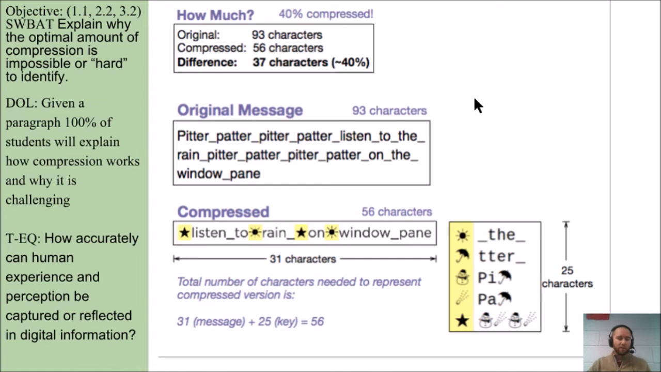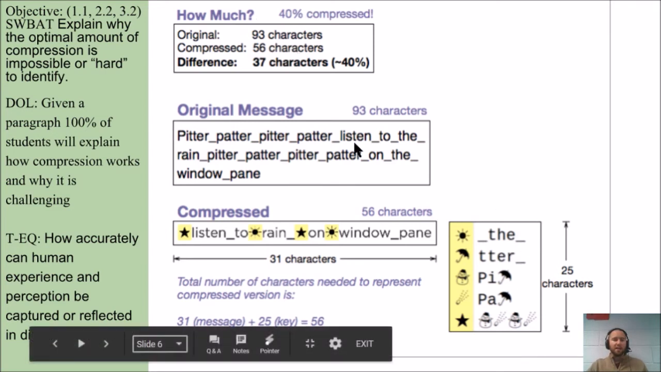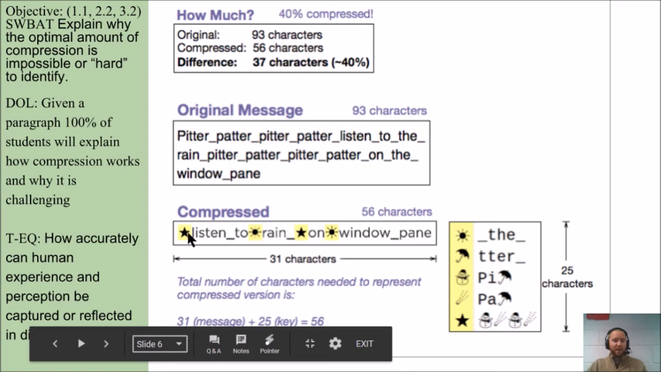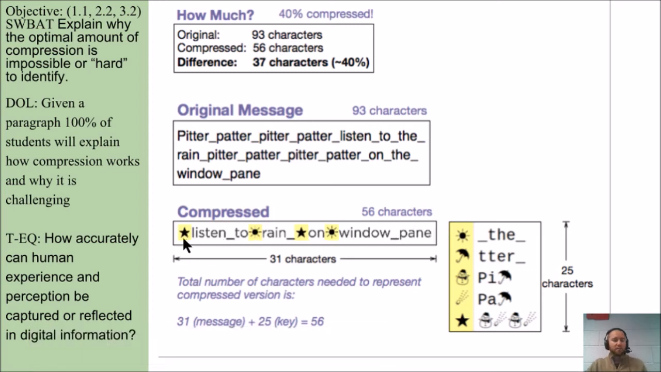And here is some information for you. The compression percentage is right here. So using just this key, we are able to do a 40% compression. The original was 93 characters long. After compressed, it was only 56 characters. So we're looking at a difference of 37 characters, thus the 40%. So I was able to take this message and compress it by 40% into this. And if I just sent this across the wire, I'm sending fewer bits than if I was to just send this with the normal ASCII encoding we've talked about.